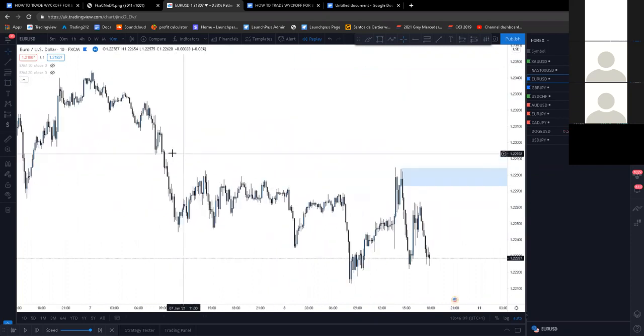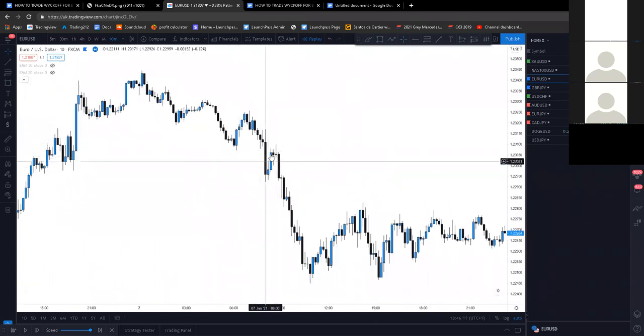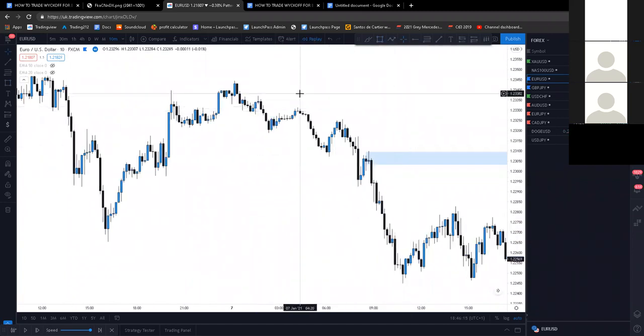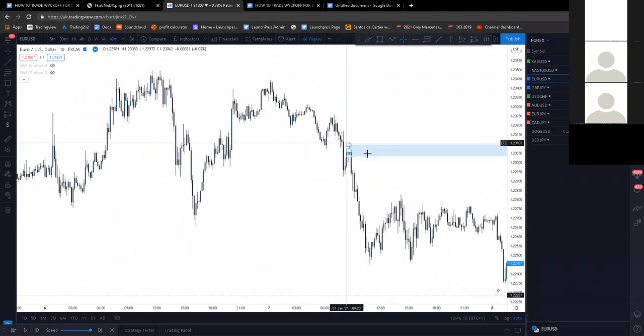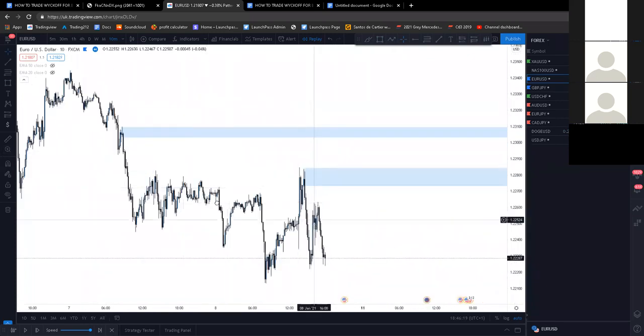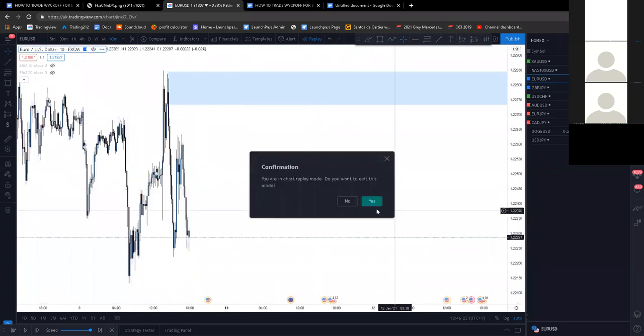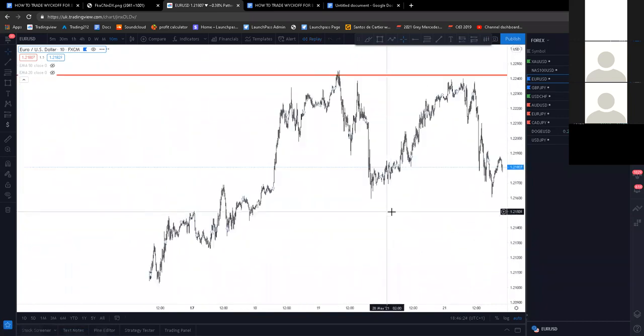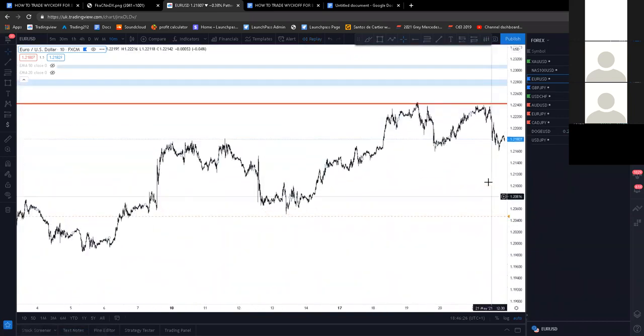What else looks nice? This you could argue is nice. Let's just draw it out because why not? Those are the clearest ones to me at least. Right, so those are the two zones that we could potentially be entering. So now let's get out of replay mode and see if the market has pushed into any of those zones. As you can see, it hasn't.